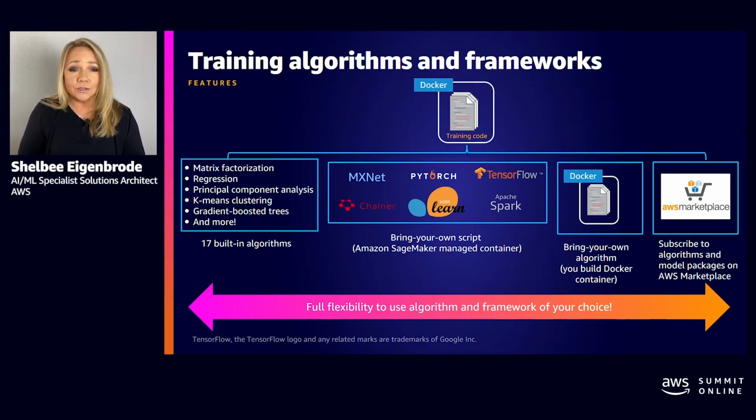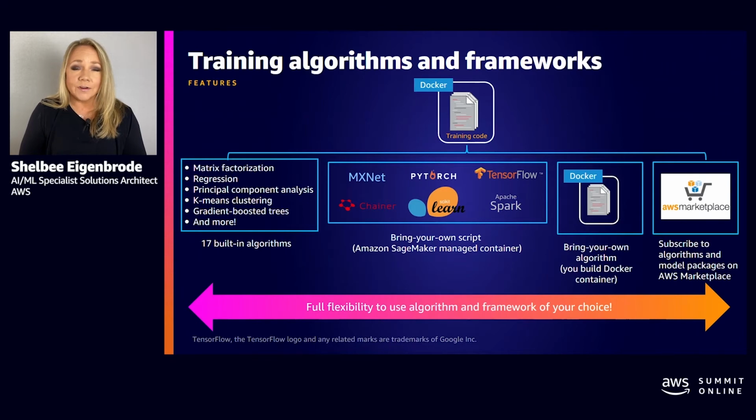Second, you can also use a variety of our built-in libraries and frameworks. In this case, you essentially bring your own script and then train your model by pointing to the SageMaker managed container image for that library or framework. In this scenario, we're constantly adding support for new libraries and frameworks, but we currently have managed container images for MXNet, PyTorch, TensorFlow, Chainer, Scikit-learn, and Apache Spark.